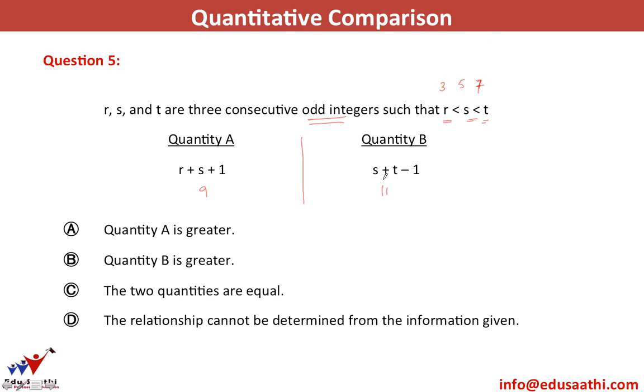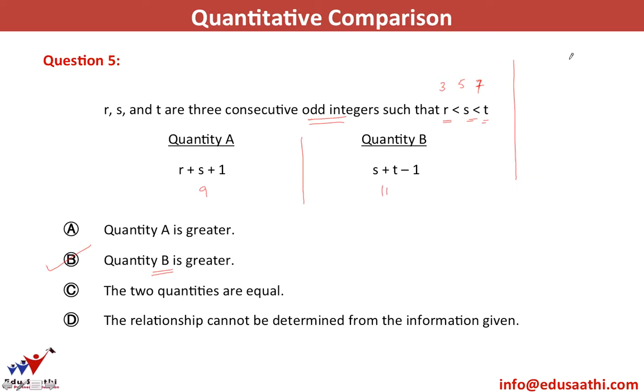So if you just look here, what you're getting is quantity B is greater than quantity A. So quantity B is greater. Even if you take any other value, you will always find out that quantity B is turning out to be greater than quantity A. If you don't want to plug in the values, you can do it without plugging in the values.